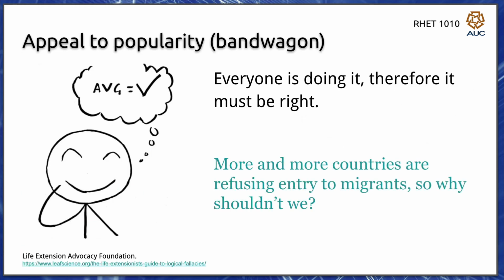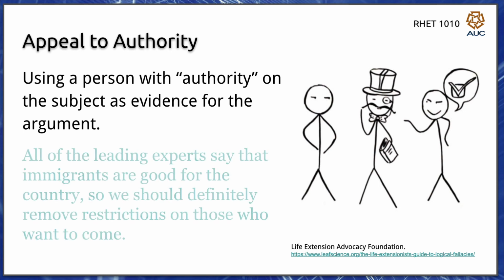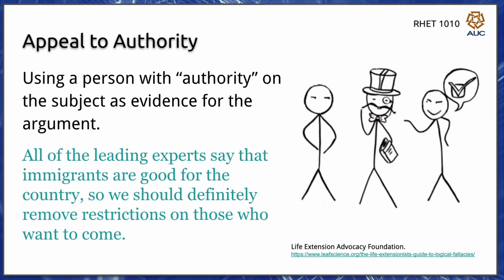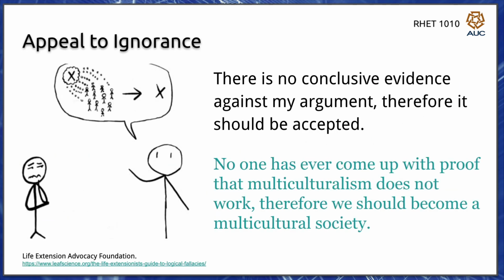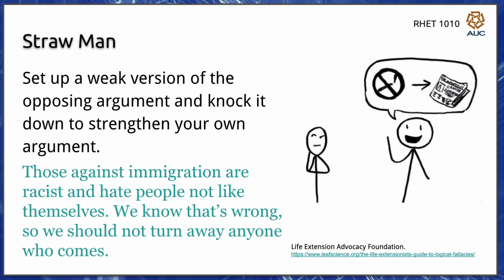The appeal to popularity or the bandwagon, everyone's doing it, therefore it must be right. The appeal to authority, using a person with authority on the subject as evidence for the argument. Appeal to ignorance, showing that there's no conclusive evidence against my argument, therefore it must be accepted. The straw man, setting up a weak version of the opposing argument and knocking it down to strengthen your own argument.